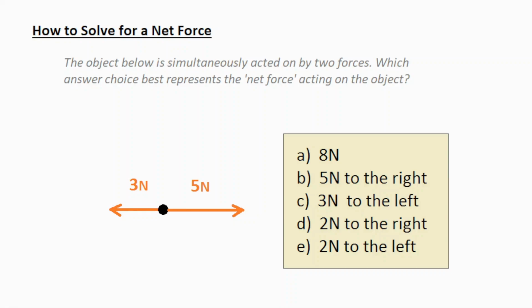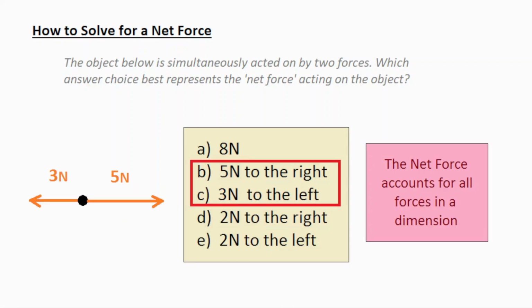Here is a first example. We have two forces simultaneously acting on an object. There's a 3 Newton force acting to the left and a 5 Newton force acting to the right. Of the 5 answer options, which of them represent the net force acting on the object? Well, it would not be choices B or C. The net force accounts for all of the forces acting in this horizontal plane and not just one of them.